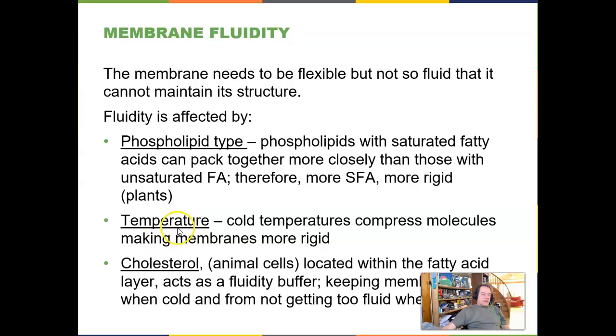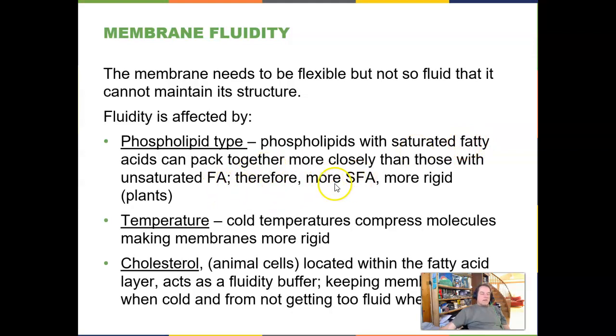Temperature is the effect. Cold temperatures make the membrane more rigid, high temperatures make the membrane more fluid. And there are two ways of modifying this process. In all living cells, you can alter the phospholipid. So saturated fatty acids tend to pack more closely, they get more solid.